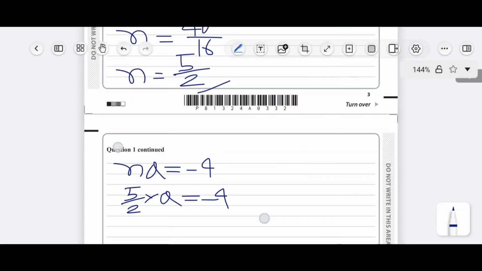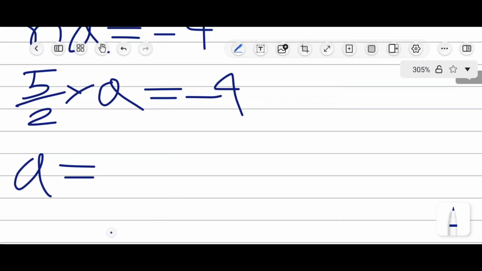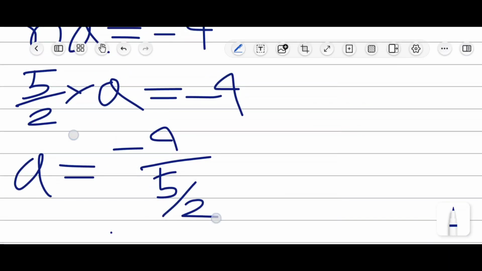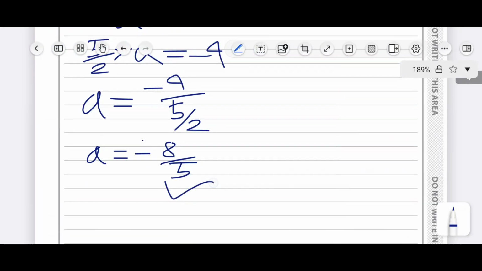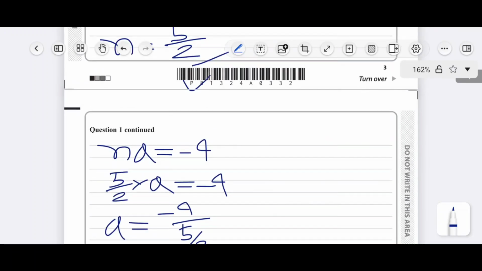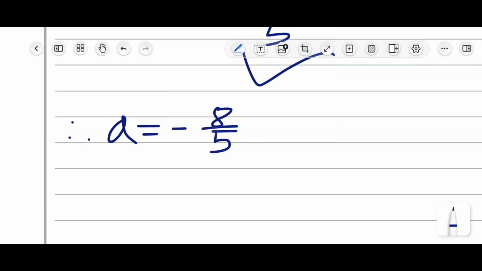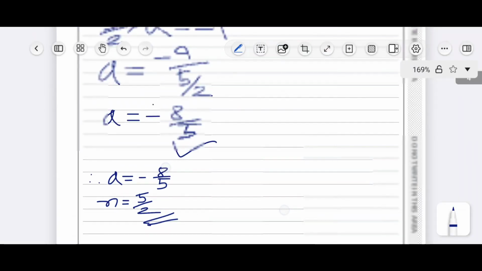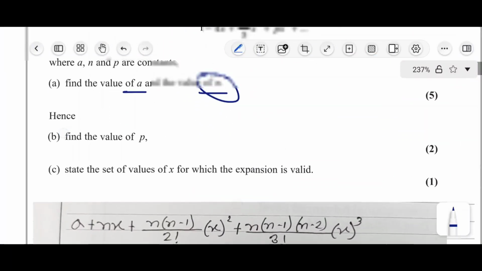Then we divide by n like this: minus 4 divided by 5 by 2. We get a is minus 8 by 5. This is the value of a, and this is the value of n. So therefore the value of a is minus 8 by 5, and the value of n is 5 by 2. So part A is done. Now part B says, hence find the value of p.